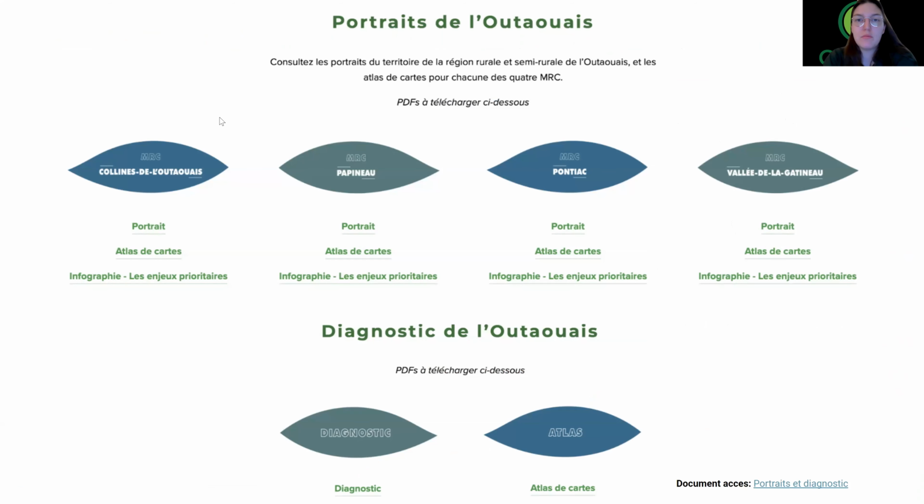If you want more information, you can get that on our website. So this is for the territory profile. We have one of each for every MRC. You can find the text portion, all the maps, and all the graphics for those territory profiles. And if you want more information regarding the diagnosis, you can find the text for that on the website, and also all the maps for every MRC on our website.